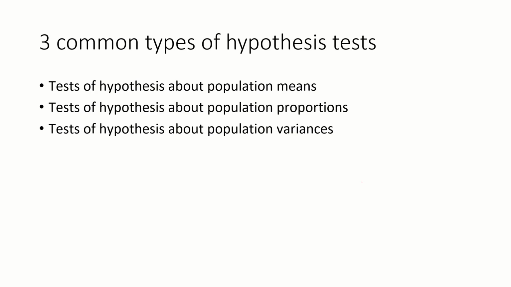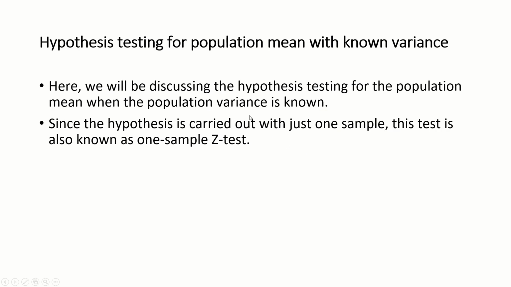In this lesson, we are going to use three cases to understand left tail and right tail test and two tail test. We are also going to understand the decision rules to accept a null hypothesis or to reject a null hypothesis. There are three common types of hypothesis testing. Test of hypothesis about population mean, test of hypothesis about population proportions, and test of hypothesis about population variance.